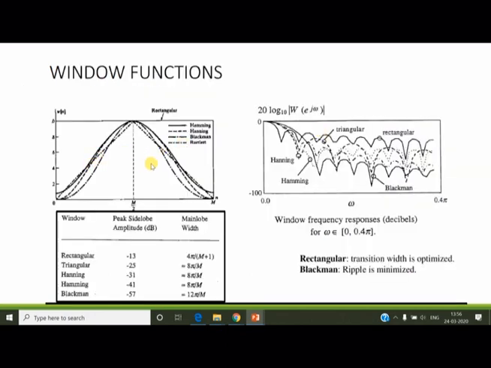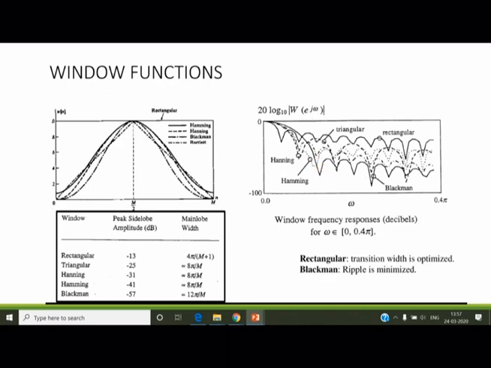These plots are indicators of the shape of the different window functions. A rectangular window function is a box-type function, followed by the Hamming, Hanning, Blackman, and Bartlett functions in the time domain. These are all time domain plots. M by 2 is the center of symmetry for the window function, since window functions are symmetric. In the next plot, we see the spectral characteristics of the window functions.